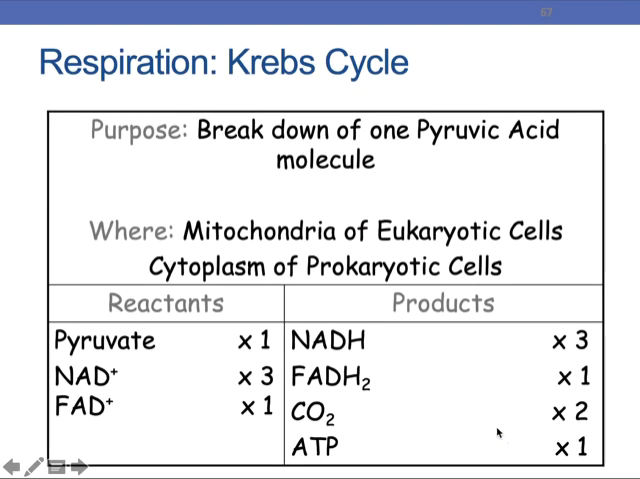So for the Krebs cycle, if we take away the preparatory stage, you have 1 pyruvate, you have 3 NAD plus, you have 1 FAD. And so they are transformed into NADH, you have 3 of them, FADH2, 1, CO2, you have 2 of them, you have ATP, 1 ATP.